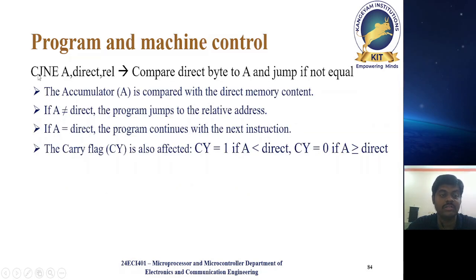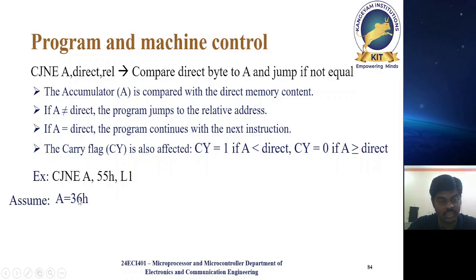The next instruction is compare and jump if not equal. It compares two data. Take this example: we are going to compare the data of the A value, and also the value stored in this memory location 55. Assume that A is equal to 36 and the 55 memory location has a data of 63. So this 36 and this 63 will be compared.